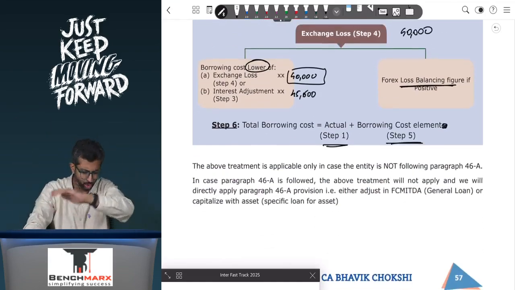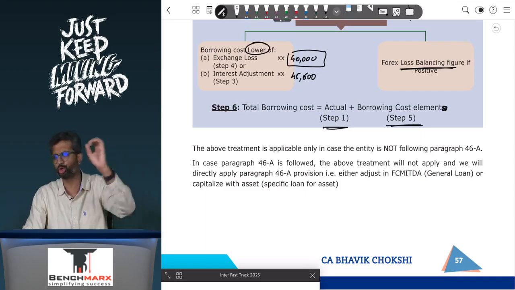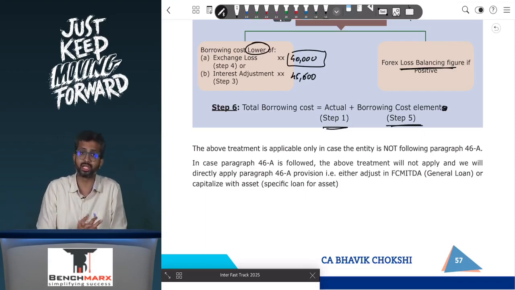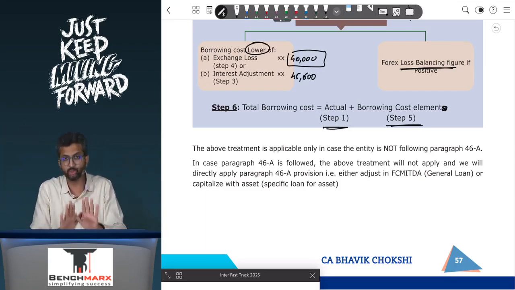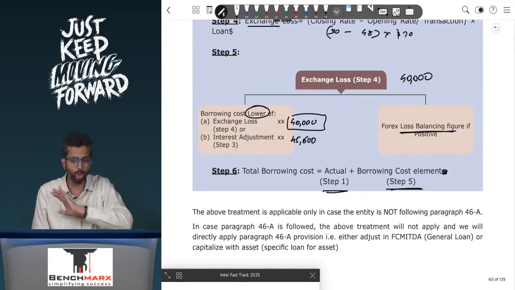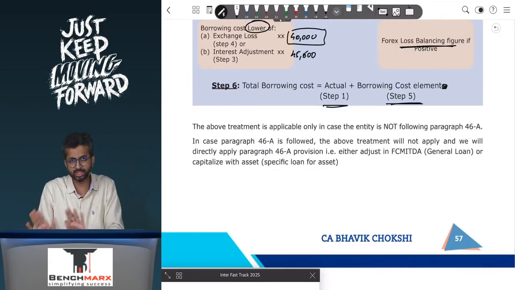So you don't have to do any of these steps. If para 46A is followed, then whether it is a qualifying asset or not a qualifying asset, every foreign exchange loss will be adjusted against the fixed asset if it is a specific loan, or an account called FCMITDA, which is for a general purpose loan. This is para 46A. Usually if these questions come in AS16, it will not be para 46A unless given otherwise. It will be the default AS11 working that you will have to do.